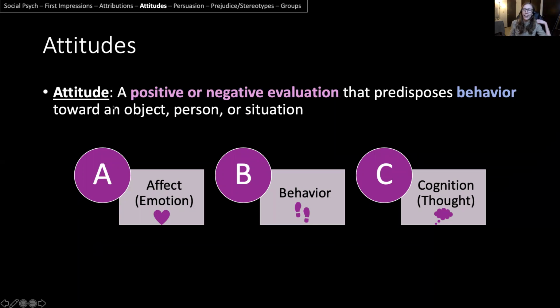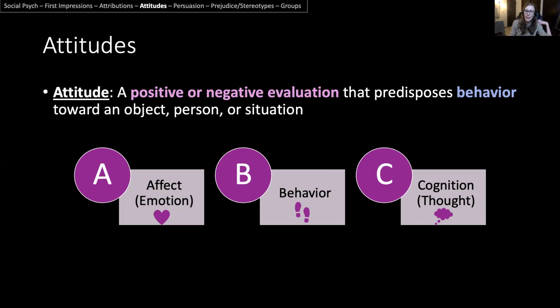The first is affect, or another word for emotion. So this is your emotional response to the object, how you feel about it. Then we have B for behavior. So this is how you actually respond to the object. And this is cognition, or otherwise your thoughts about the object.